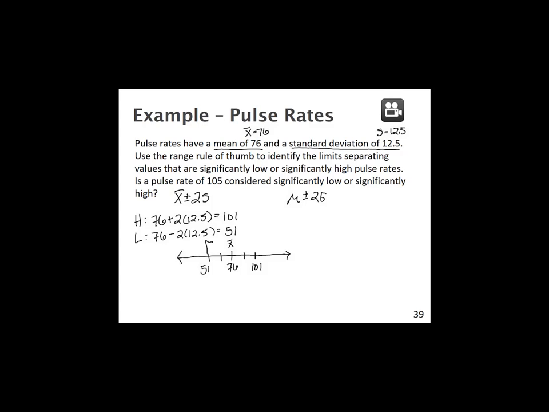Anything between those 2 boundaries, 101 and 51, is considered a usual value, or not significantly low or not significantly high. So anything in between is considered usual. I want to know about 105. So where does 105 lie on this number line? Notice that 105 is to the right of 101. So it is not in between 51 and 101, and therefore it would be considered significantly high. So yes, significantly high.